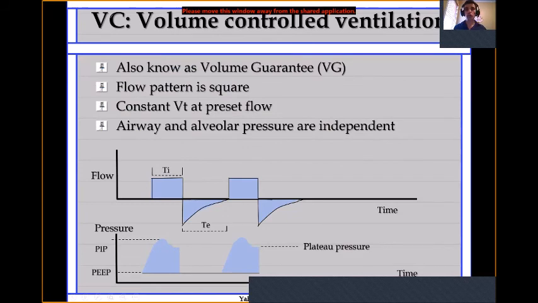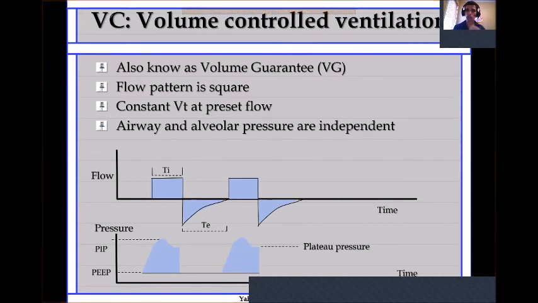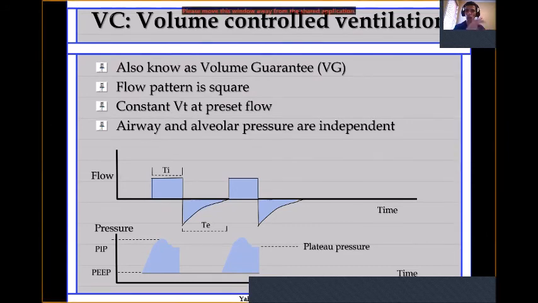There is what we call volume controlled ventilation, or also called volume guarantee. And this mode of ventilation is an adjunct. So you use assisted control, pressure limited with volume control. Assisted control, volume limited with volume control. Assisted control, AC, of pressure limited with volume guarantee or volume control, or what people call ACVG.